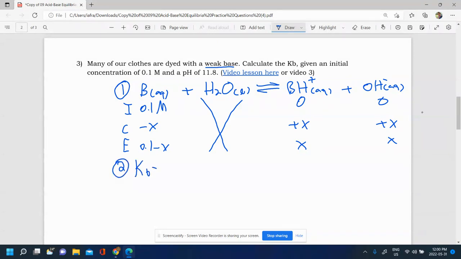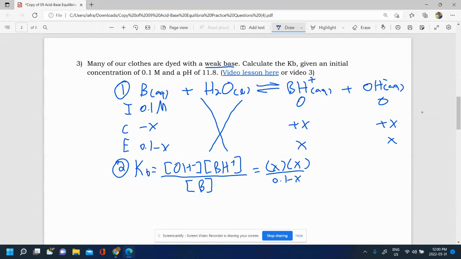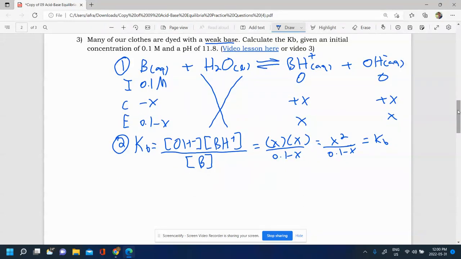We know that Kb, because we're dealing with a weak base, is going to be OH minus times the BH plus over B. And if we replace that by x's, it's x times x over 0.1 minus x, which is x squared over 0.1 minus x, which gives us our Kb value. Now, we need to find that x value.